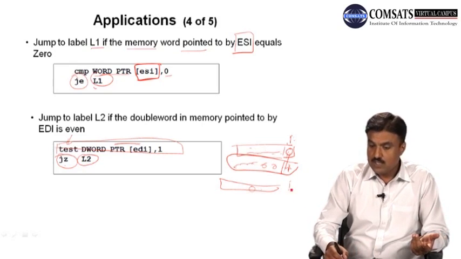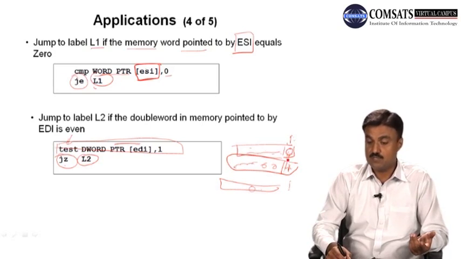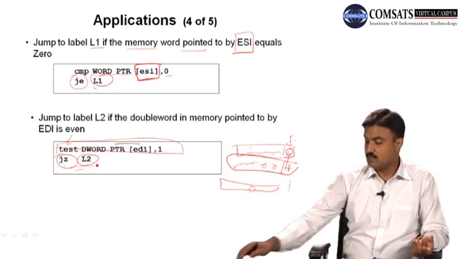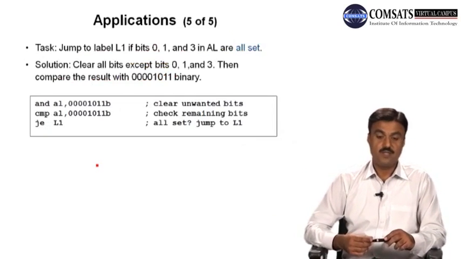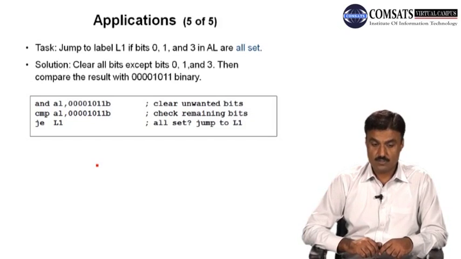Jump 0 will be the result when this one should be 0, the rightmost bit or the least significant bit should be 0, then the result will be 0. In that case, we will jump to L2. So jump when they are even. The last application is jump to a label L2.